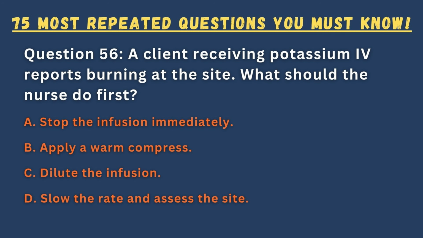Question 56. A client receiving potassium IV reports burning at the site. What should the nurse do first? A. Stop the infusion immediately. B. Apply a warm compress. C. Dilute the infusion. D. Slow the rate and assess the site.